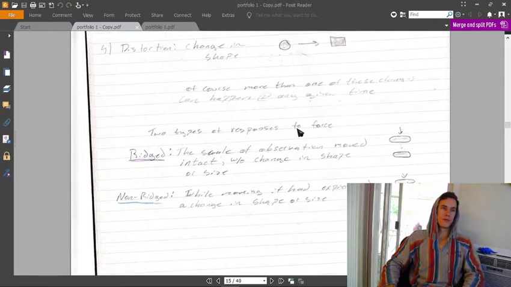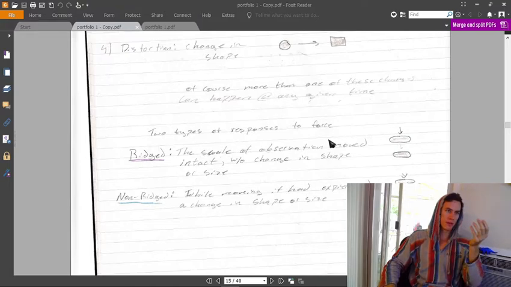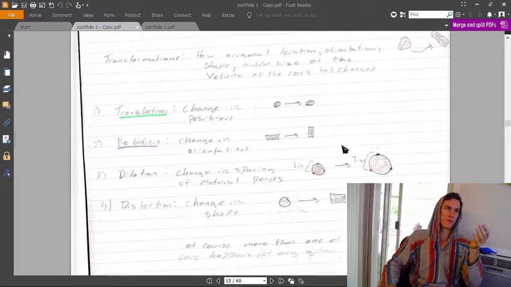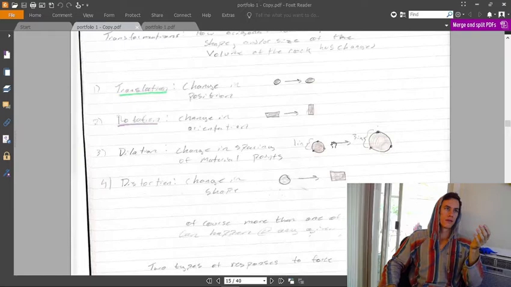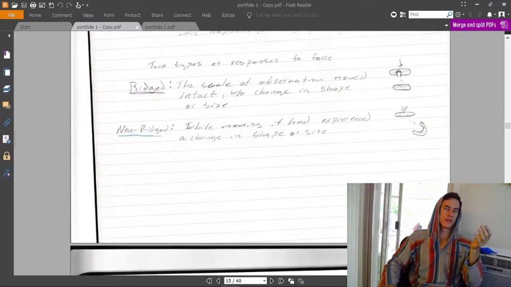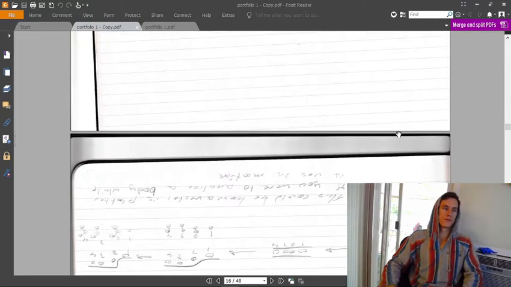Two types of responses to force: rigid, which means it's moved while intact with no change. So with a rigid transformation, it just moves the rock. But if it's non-rigid, which means that it can flow, then it's the same type of material moving but also shifting the material around.